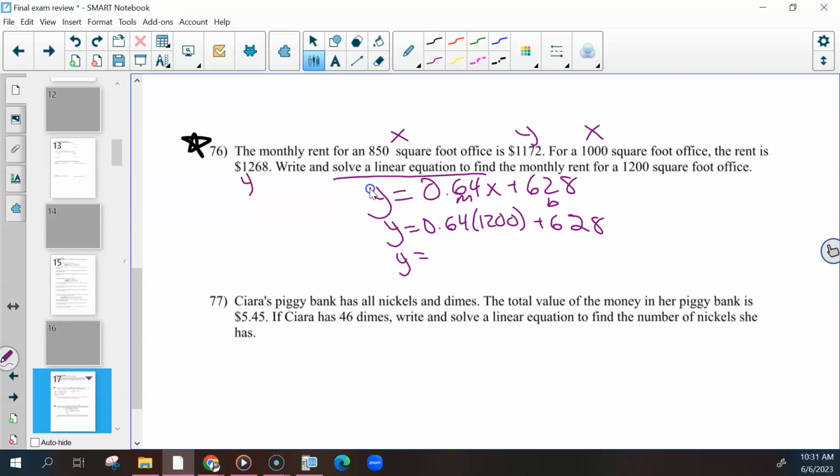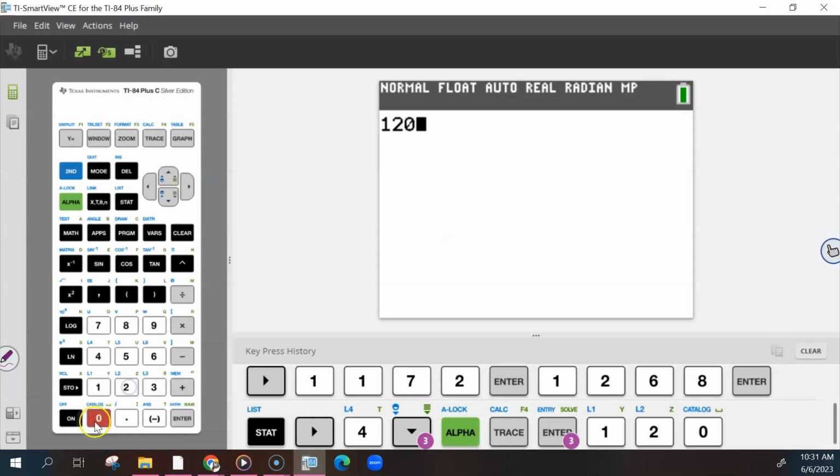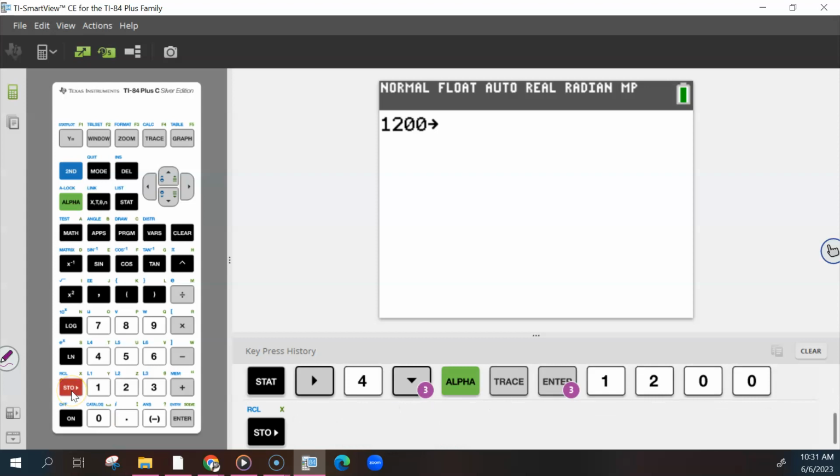What do we get when we put this either on the calculator or separately? Yes. 96. 96. Okay. If you wanted to use your calculator, you could do one of two things. Either store 1200 for x, type in 1200, hit the STO button above on, and then hit X and enter.